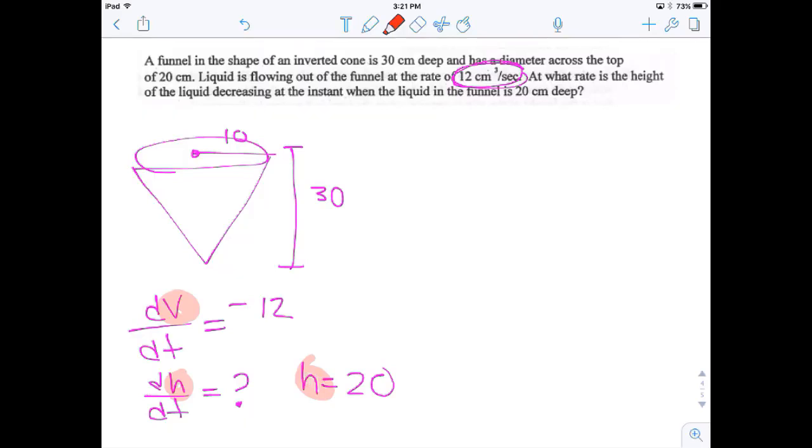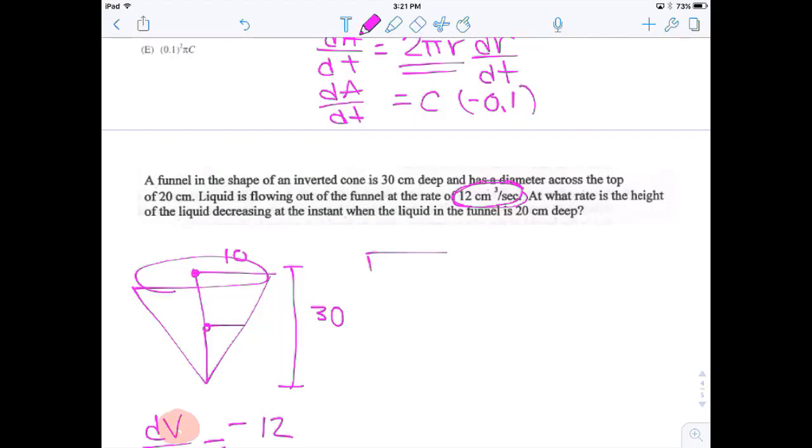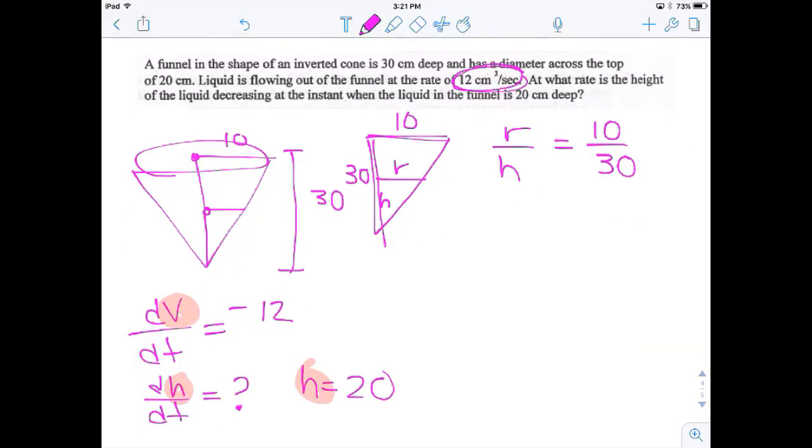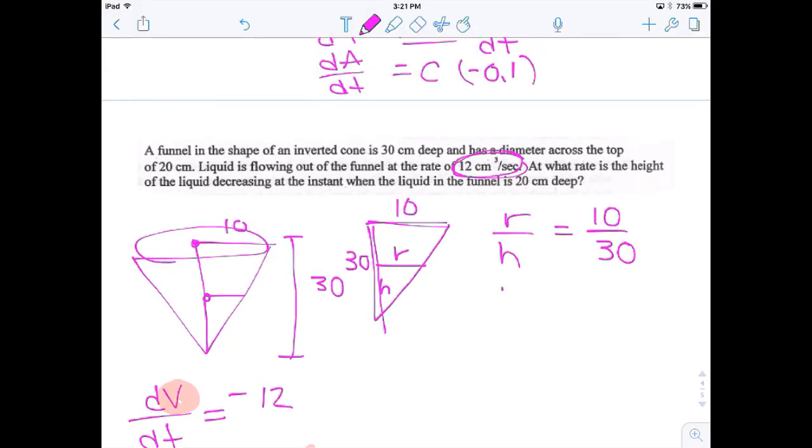But remember that as this water level gets lower down, the radius will change, right? So what we need to do here is remember that there's a possibility that you might have similar triangles where that's 10 and that's 30, and whatever that is, that's R and that's H. And so we have this relationship that R over H is 10 over 30. And I know that I want this all to be in terms of H, so I'm going to solve this for R. So R equals 1/3 H. This relationship will always be true.